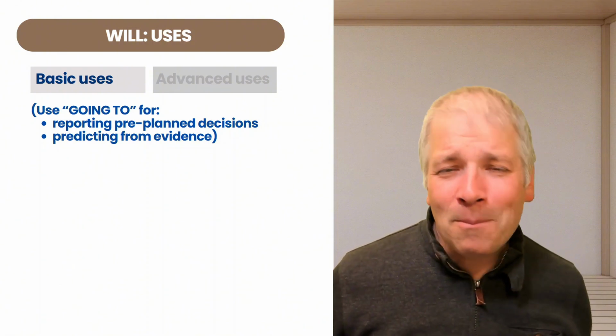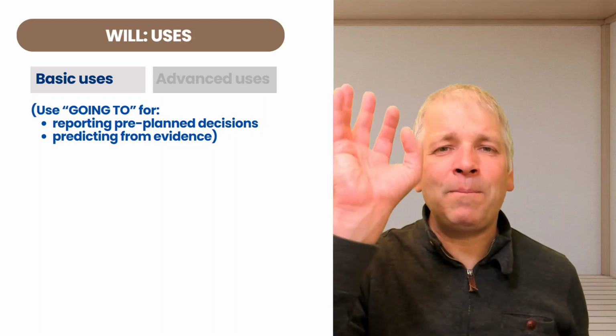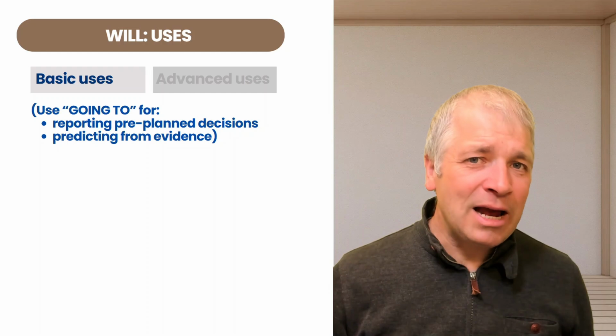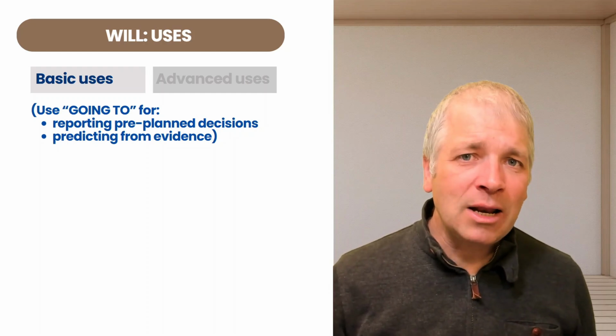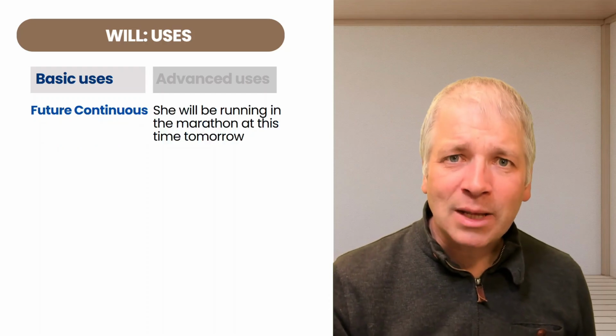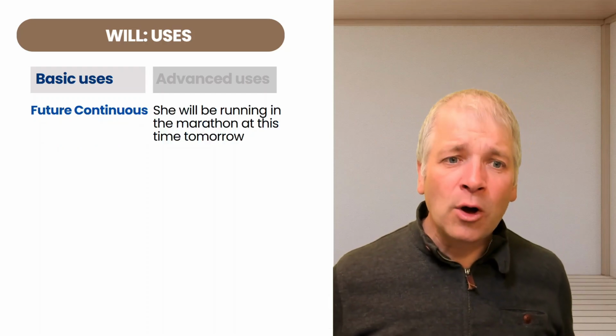Predicting from evidence. If you're driving a car, you see a big black cloud, you think it's going to rain, then in that case you say it's going to rain because I'm looking at physical evidence that tells me it will happen. Let's move on to other uses of will.